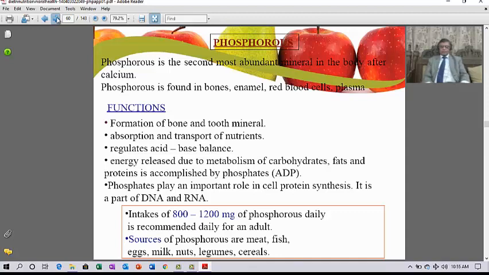ADP. Phosphates play an important role in cell protein synthesis. It is a part of DNA and RNA. The daily intake is 800 to 1200 mg, and the sources of phosphorus are meat, fish, egg, milk, nuts, legumes, cereals.